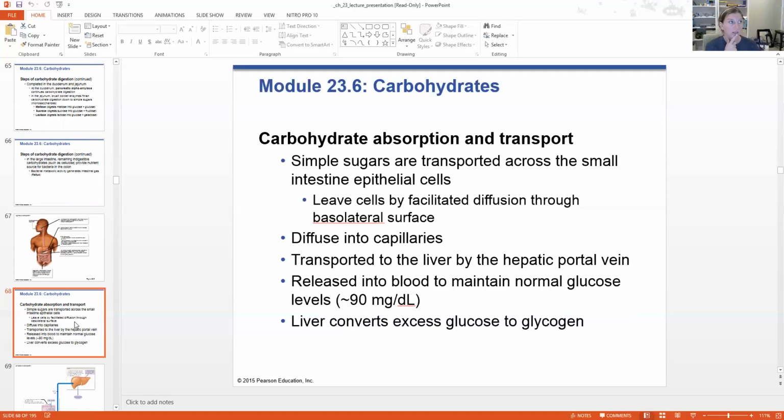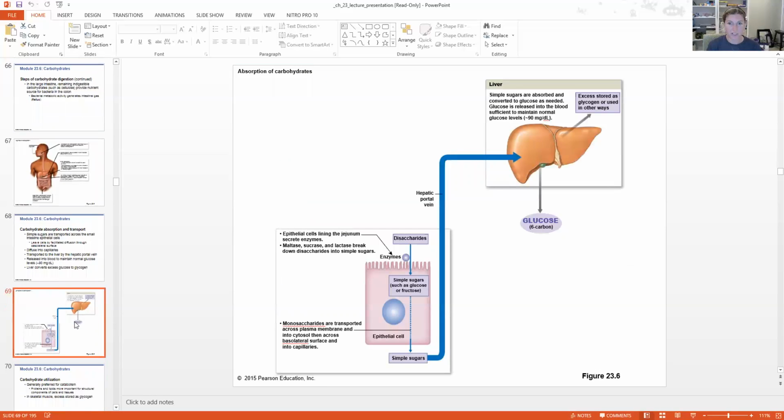Once your liver is kind of like dipsticking your blood and saying, I think we got too much here, we're going to start storing the glucose in the form of glycogen, right? Glycogen is stored in the liver and skeletal muscles. So there you see the whole process in the lumen of our intestinal tract.